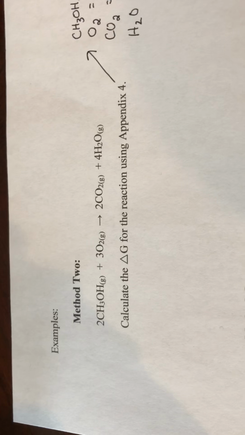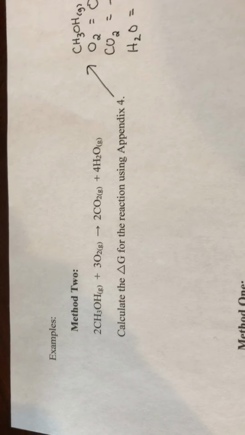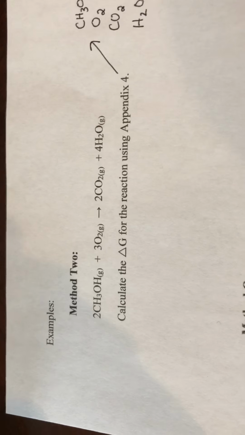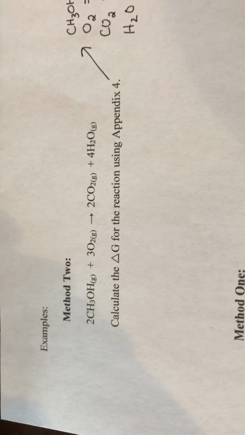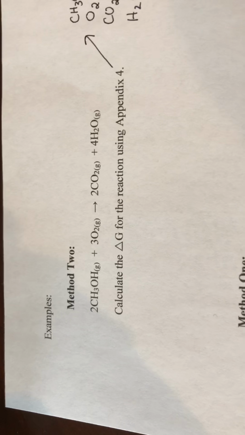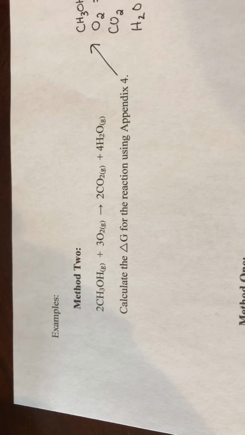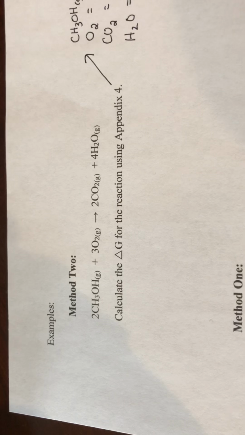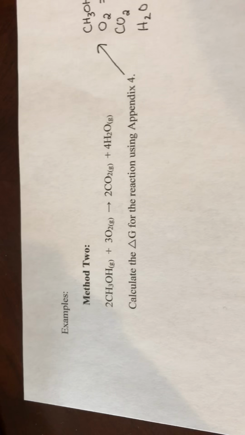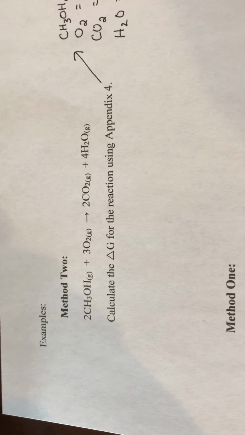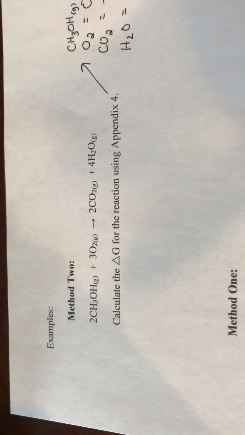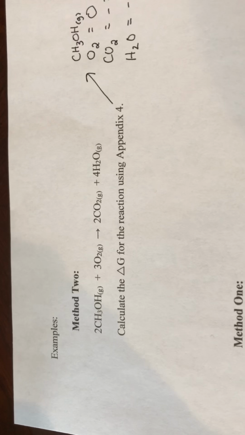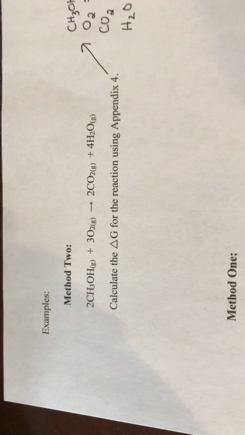Welcome back. We're going to take a look at method 2. Method 2 was using the back of the book, Appendix 4, to calculate the overall Gibbs free energy change of a reaction. That answer, if it's exergonic, meaning if delta G calculates to be negative, will tell us if the reaction is thermodynamically favorable. If it calculates to be positive, then it's endergonic, and we're going to know that this reaction is not thermodynamically favorable. So I just want to go over this to reiterate that it's simply from Appendix 4.